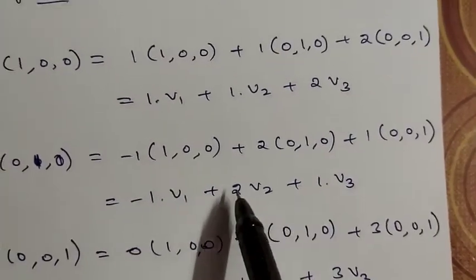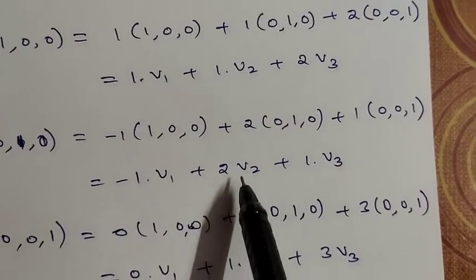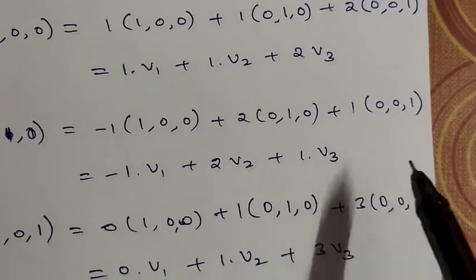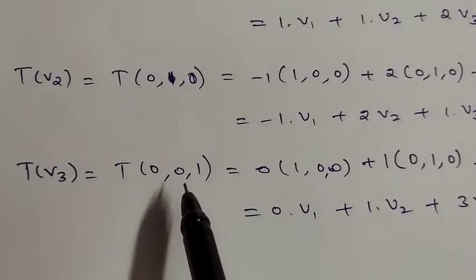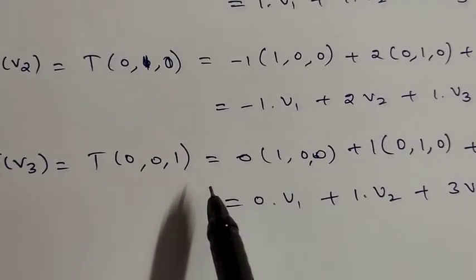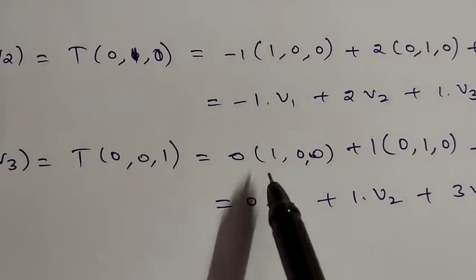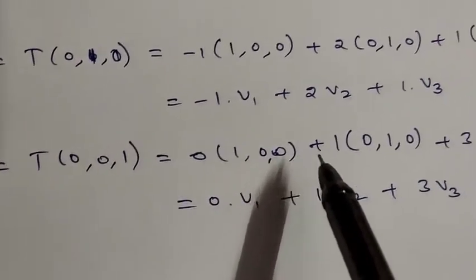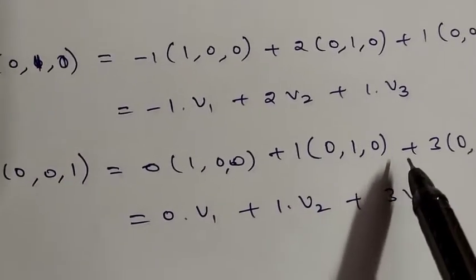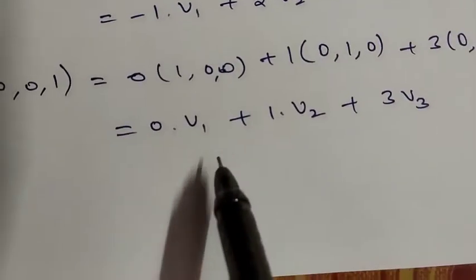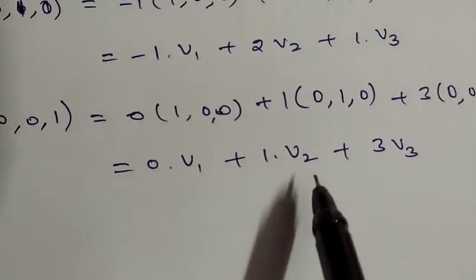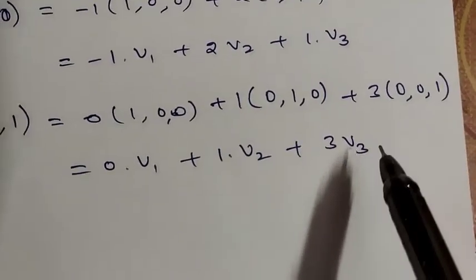Okay, this is equal to minus 1 into V1 plus 2 into V2 plus 1 into V3. Next, T of V3. T of V3 is what? T of 0 0 1. T of 0 0 1 is what? Again 0 into 1 0 0 plus 1 into 0 1 0 plus 3 into 0 0 1. So this can be written as 0 into V1 plus 1 into V2 plus 3 into V3.